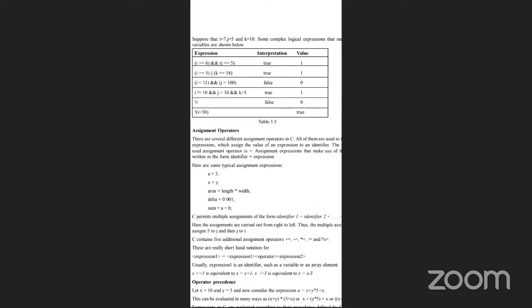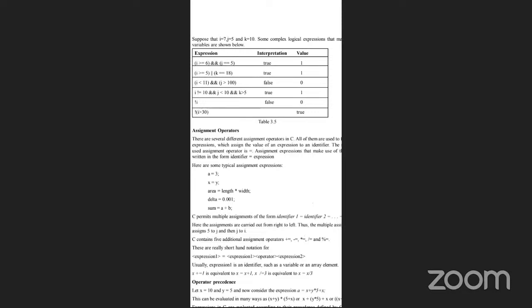i equal to 7, j equal to 5, k equal to 10. Then i greater than or equal to 6 logical AND j equal to 5. i means 7 greater than or equal to 6, yes. Logical AND, j equal to 5 is also correct. True, so 1. i greater than or equal to 5, meaning 7 greater than 5, is correct.